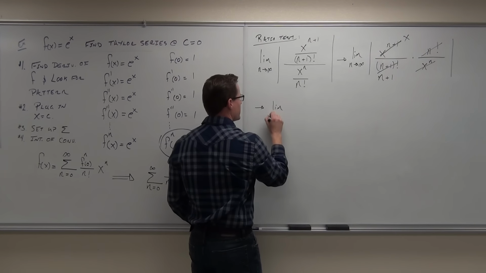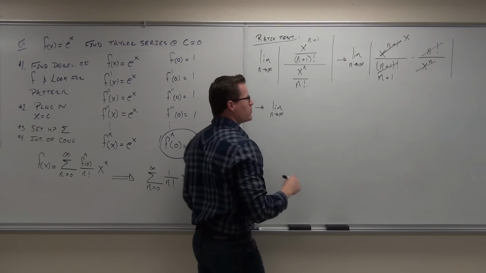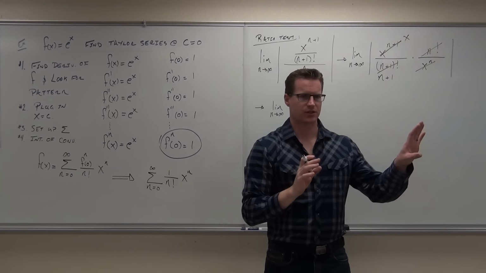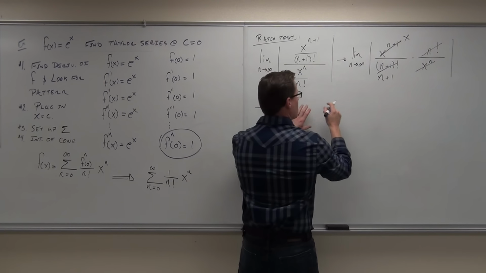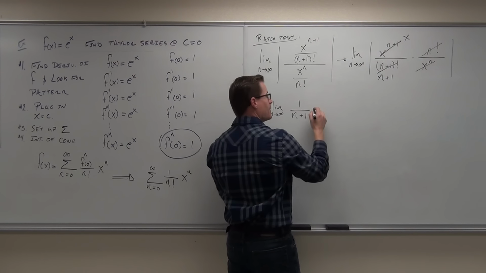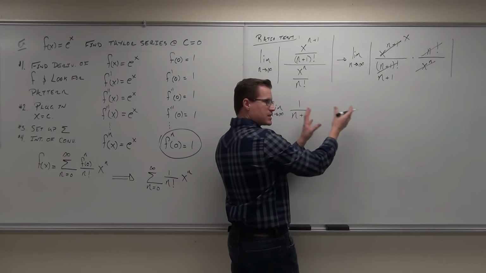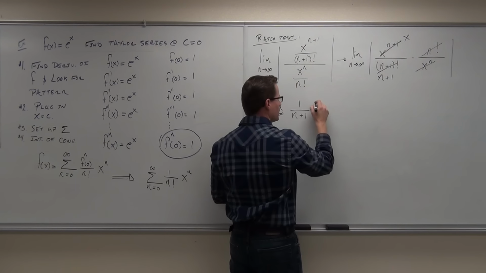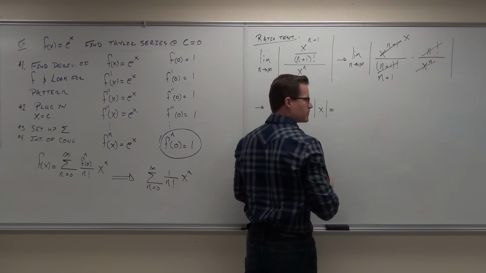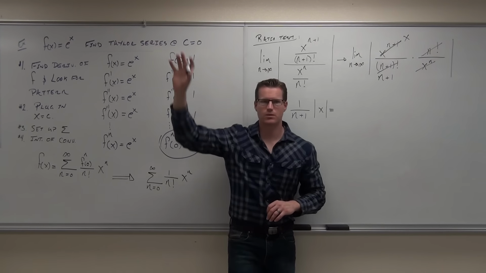That gives us a limit as n approaches infinity of, remember what I told you about this? Collect your n terms, separate off your x term. So your n terms become 1 over n plus 1, times the absolute value of x. That doesn't have to be an absolute value because this n is always going to be positive. We start at 1. But the absolute value of x is important. Show of hands, feel okay with that so far?